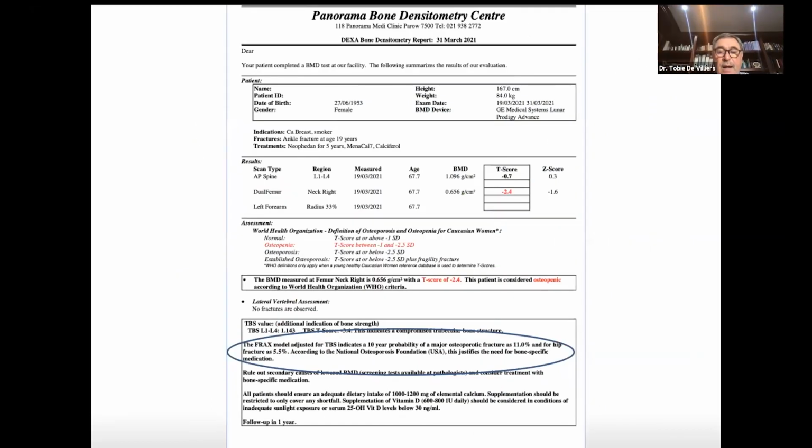So in this particular report, the next step is that the FRAX model adjusted for TBS indicates a 10-year probability of major osteoporotic fracture of 11%, and for hip fracture 5.5%. And according to NOFSA USA, this justifies the need for bone-specific medication. So in other words, we took the data, which I said was not a therapeutic threshold, and we tried to put it in clinical context by combining the TBS score and using it in the FRAX model, because it's not yet at a minus 2.5 where we would automatically institute therapy, and because there's not yet a fracture which would institute therapy.